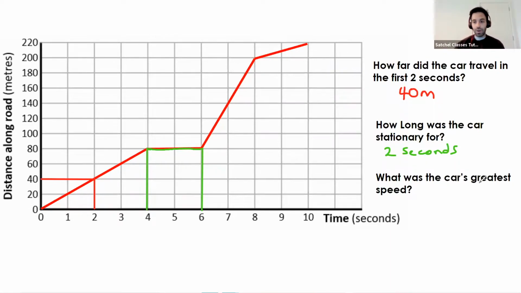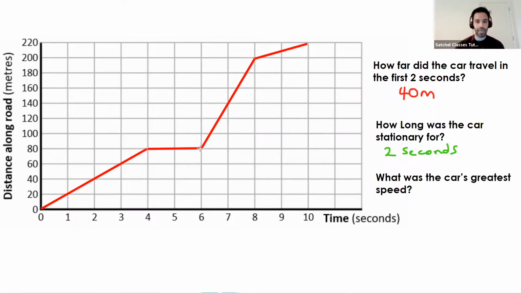Now it says, what was the car's greatest speed? So in other words, how much distance did we cover in the shortest amount of time, or the most distance covered in the shortest amount of time? Now, if I erase these annotations, let's think about along this line here. In 4 seconds, the car covers 80 meters.